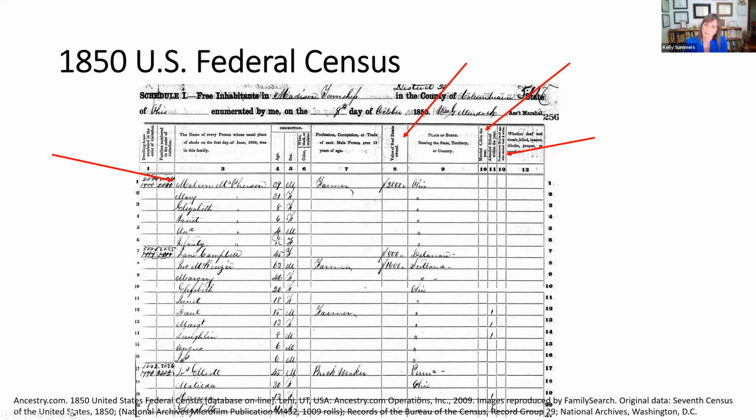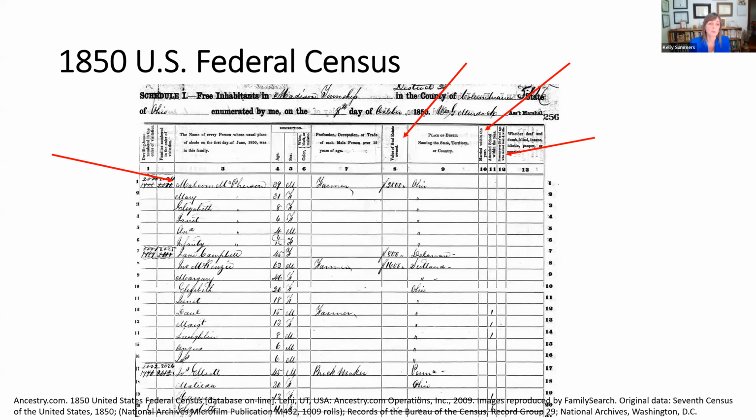Then there are some other interesting questions. Column 10 asks if they were married that year. If they were, there will be a line in that column. It asks about their education. And then persons 20 years of age or older who cannot read or write. So that's kind of interesting. It was not that uncommon early on not to be able to read and write.